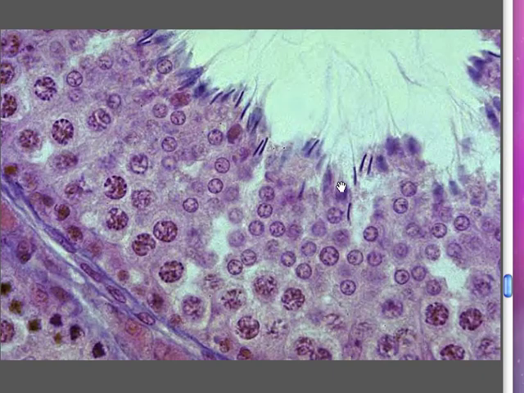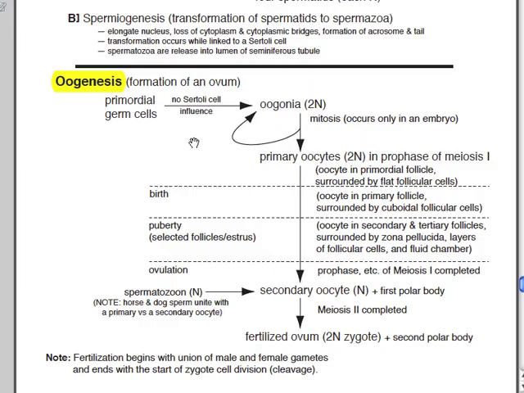In the case of females, oogonia via mitosis produce primary oocytes that initiate prophase of meiosis 1. But this process all takes place prior to birth in the embryo. Following birth, there are only primary oocytes in prophase of meiosis 1. They are surrounded by follicle cells, and these follicle cells suppress the continuation of meiosis 1. So these primary oocytes are in prophase of meiosis 1, suspended in that state.